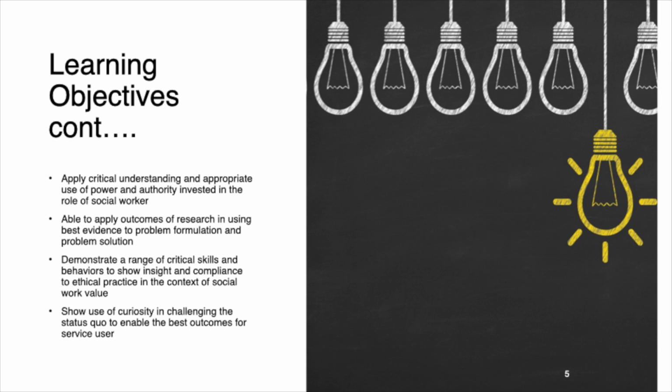I'm just going to move on to the last four learning objectives, which are: apply a critical understanding and appropriate use of power and authority invested in the role of social worker. You need to show that you're able to apply outcomes of research in using best evidence to problem formulation and problem solution. You need to demonstrate a range of critical skills and behaviours to show insight and compliance to ethical practice in the context of social work value. And finally, show use of curiosity in challenging the status quo to enable the best outcomes for service users.